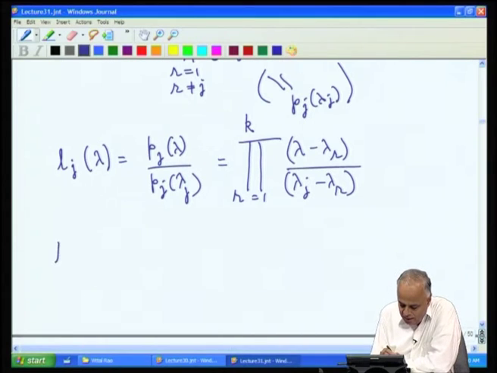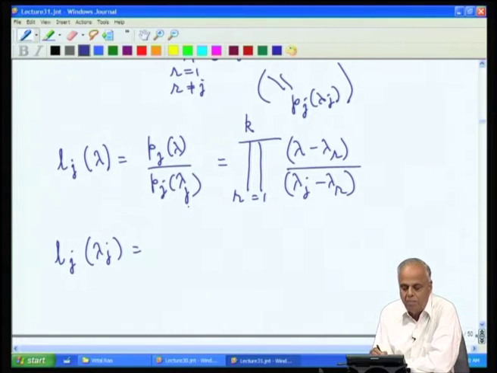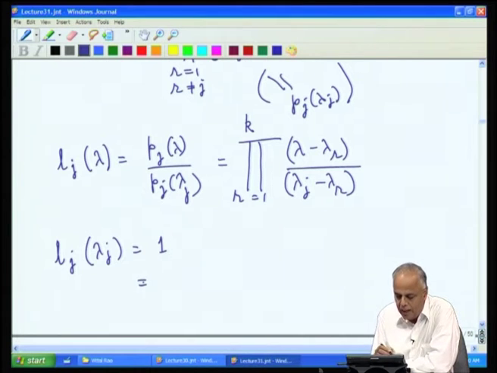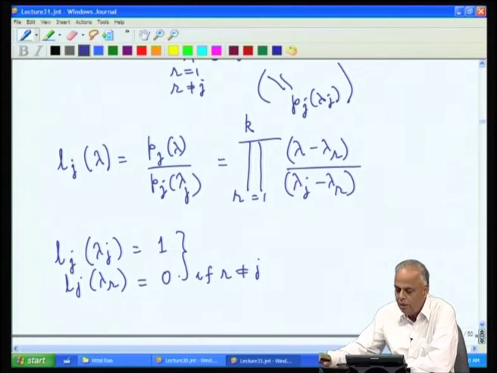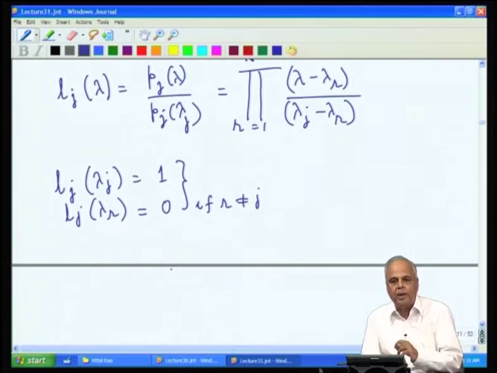And we find that L j lambda j is p j lambda j by p j lambda j, which from the definition is 1, and L j lambda r is p j lambda r by p j lambda j, but p j lambda r is 0 if r not equal to j. So L j lambda r equals 0 if r not equal to j. In other words, this L j is a polynomial.